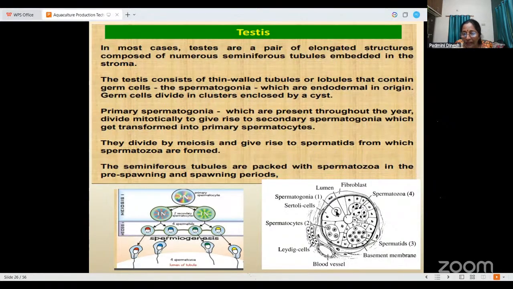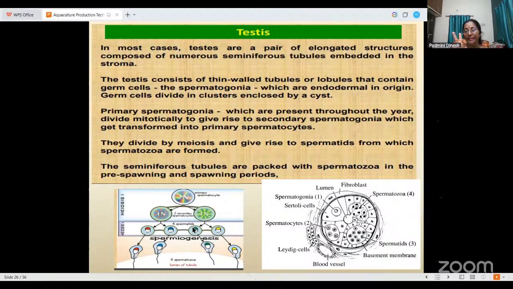The spermatogonia undergo mitosis to form primary spermatocytes. The primary spermatocytes undergo meiosis 1 to form the secondary spermatocytes, and the secondary spermatocytes give rise to spermatids. So what did I say? Primary spermatocytes undergo meiosis 1 to form secondary spermatocytes. Secondary spermatocytes undergo meiosis 2 to form spermatids. All right, meiosis 1 and meiosis 2. So in meiosis, two divisions. Mitosis, only one division. Meiosis, two divisions.